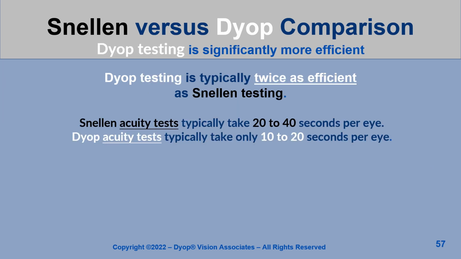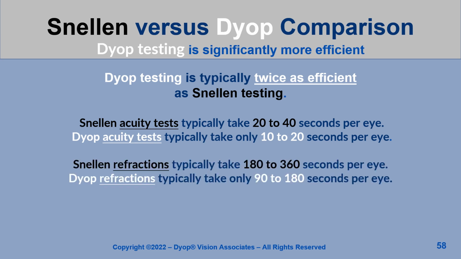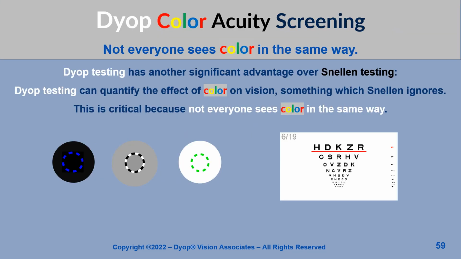Dyop testing is typically twice as efficient as Snellen testing. Dyop acuity tests typically take only 10 to 20 seconds per eye. Dyop refractions typically take only 90 to 180 seconds per eye. Dyop testing has another significant advantage over Snellen testing. Dyop testing can quantify the effect of color on vision, something which Snellen ignores.